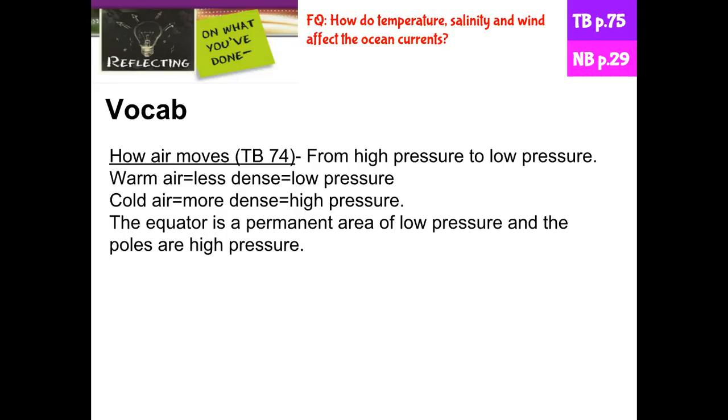How air moves. Air moves from high pressure to low pressure. Warm air means it's less dense and is low pressure. Cold air means it's more dense and has high pressure. The equator is a permanent area of low pressure, and the poles are high pressure.